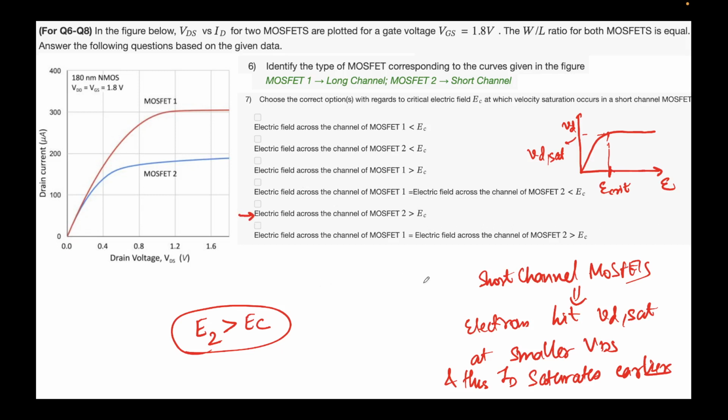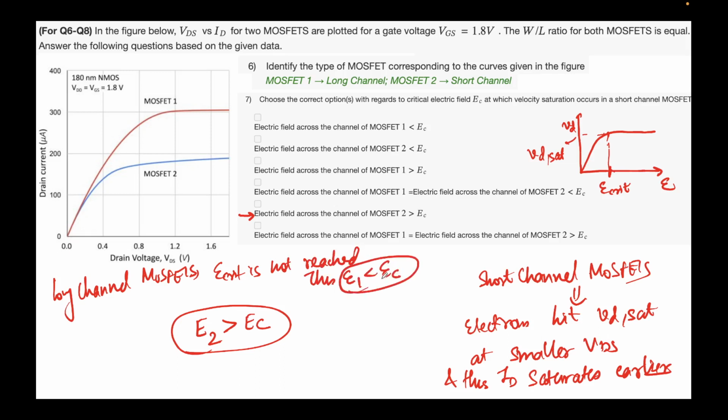Now let's do the same analysis for the long channel. We also know that in long channel MOSFETs, E critical is not reached, so the electric field in the channel for MOSFET 1, E1, must be less than the critical field. E1 must be less than EC. So this is for this.